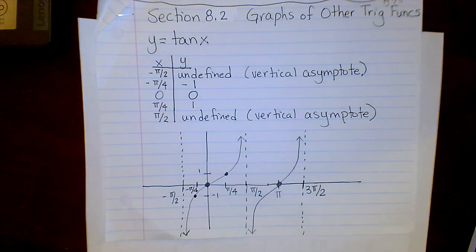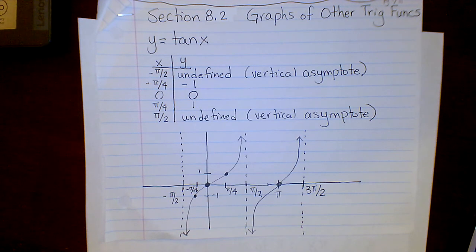So this is section 8.2, and this is going to be on graphs of other trig functions. In section 8.1, we did the graphs of the sine and cosine because those were very similar types of functions. These other functions are all similar in that they have these vertical asymptotes to them.